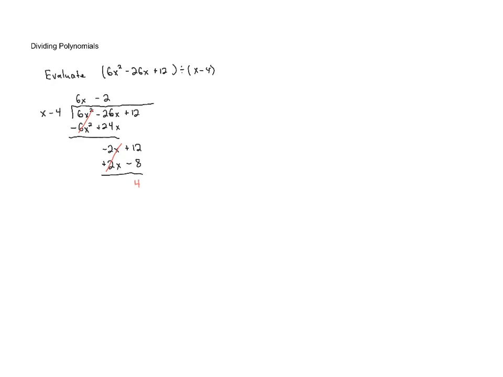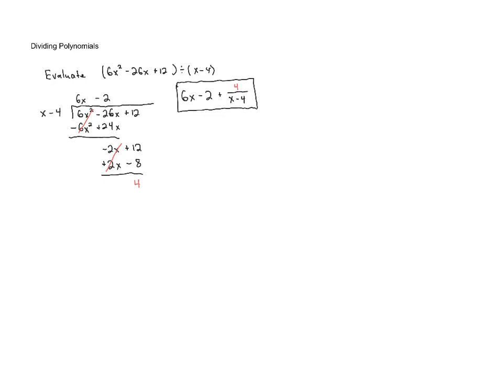Now, anytime the thing that we end up with down here has a lesser degree than this polynomial, we can't continue anymore because you can't multiply x by anything nice to get 4. If it was 4x, we could continue, but we can't continue here, so this is the remainder, and so the answer that we end up with is going to be 6x minus 2, and then plus that remainder over the divisor, the polynomial that we were dividing by. And so this is what we get when we perform that long division.